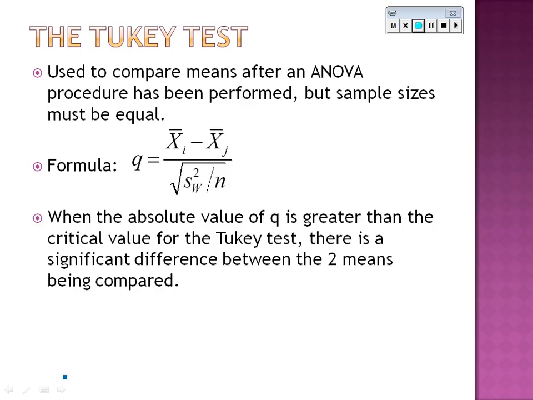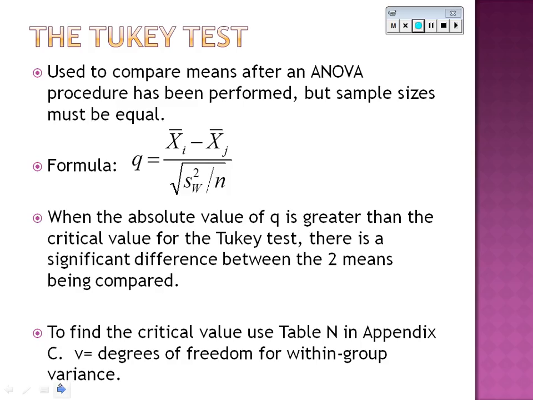Tukey test. When the absolute value of Q is greater than the critical value for the Tukey test, there is a significant difference between the two means being compared. To find the critical value, we need to use table N in Appendix C. V is your degrees of freedom for within group variance. So let's take a little walk through how we would do the Tukey test.